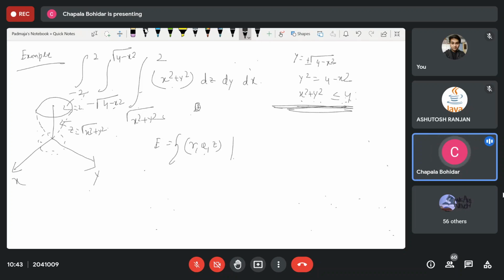So the value of r lies from where to where, and theta lies from where to where? Tell me, on this domain, theta lies from where to where? Theta lies from 0 to 2 pi, yes. Then r lies from where to where?